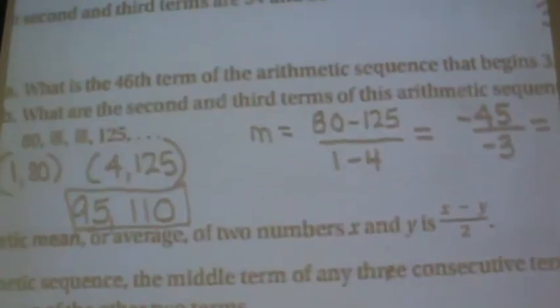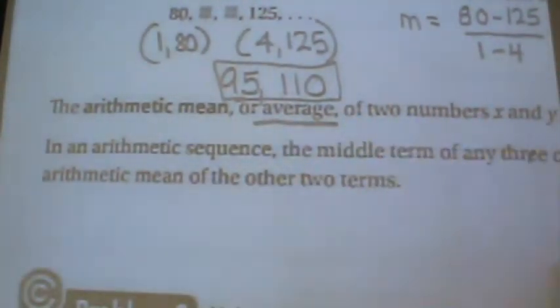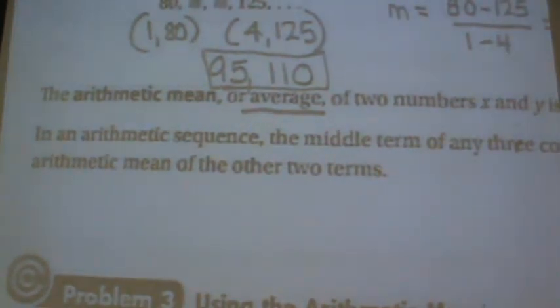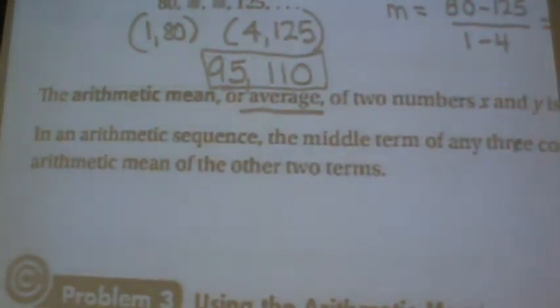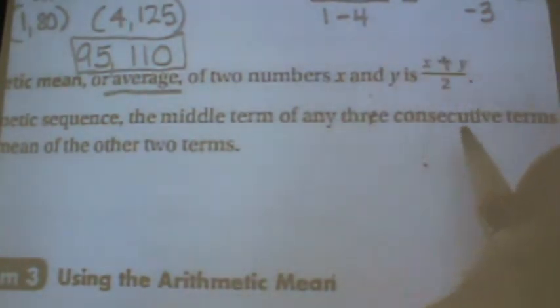Okay? What is the arithmetic mean? It is simply the average of two numbers. These are actually very easy. So they're going to give you two terms, and the middle term is missing. All you have to do is average. This says x plus y over 2.